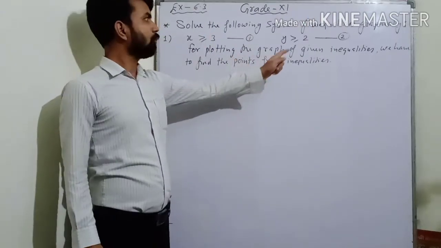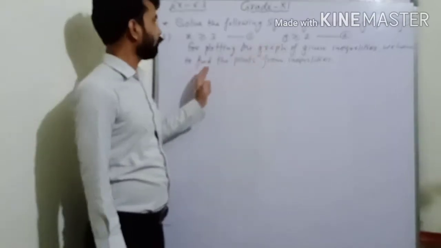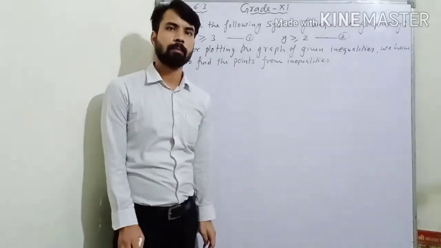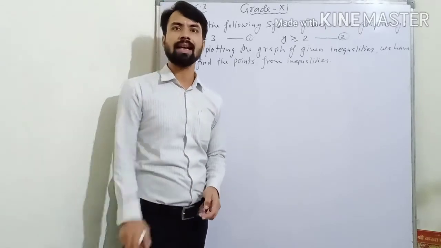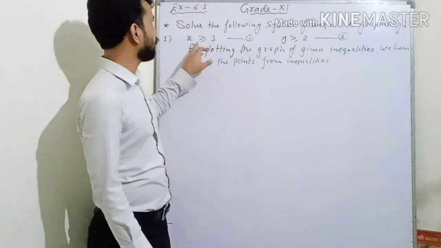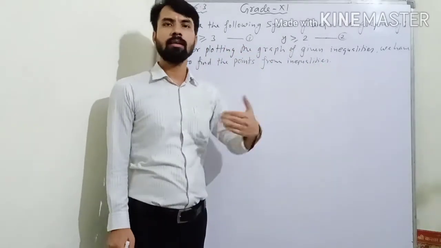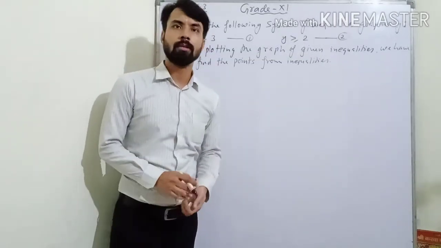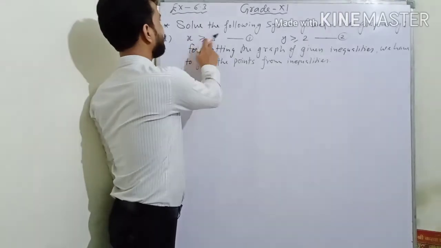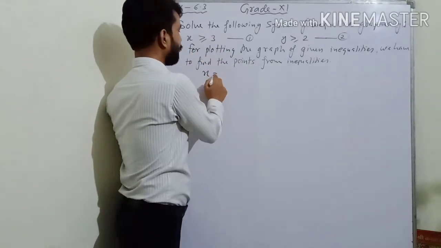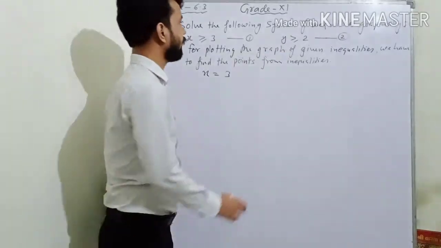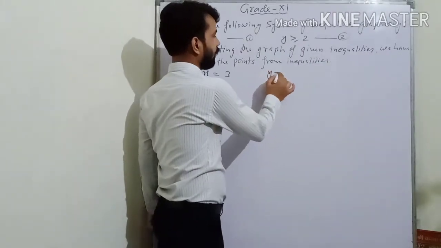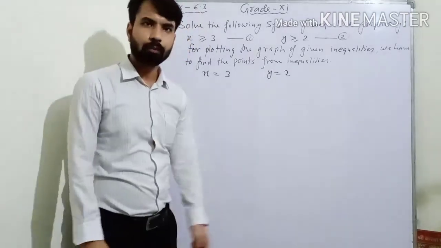For plotting the graph of given inequalities, we have to find the points from inequalities. How to find the points? I explained you in the previous exercise. First, we will convert given inequalities as a linear equation. So, if x is greater than or equals to 3, it will be x equal to 3. And here, y is greater than or equals to 2. So, we will write y equals to 2.